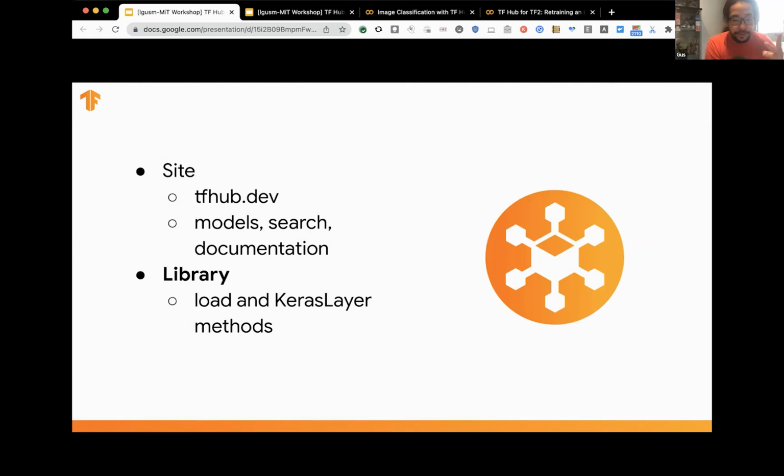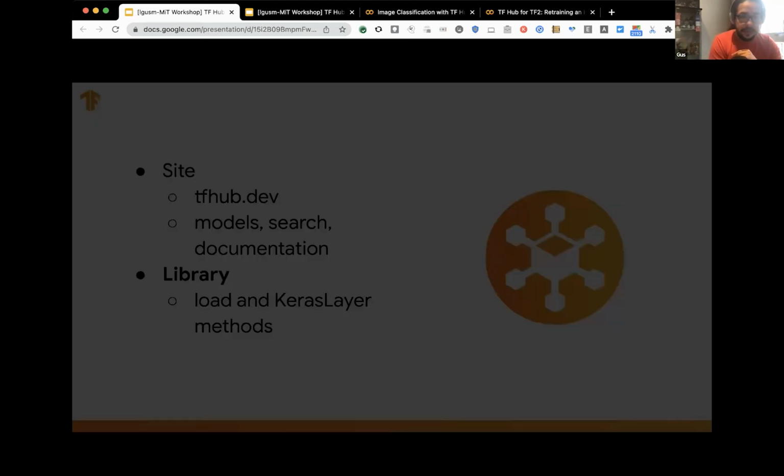I said there were two components to TensorFlow Hub. The website that we saw, whose main aspects I can go over in practice later. But we also have a library. What this library does is make it easy for you to take a model that you found on the site, and load and use that model directly in code, right? You don't need to download by hand. You don't need to click on the download button. You don't need to do any of that. You just need the model URL.